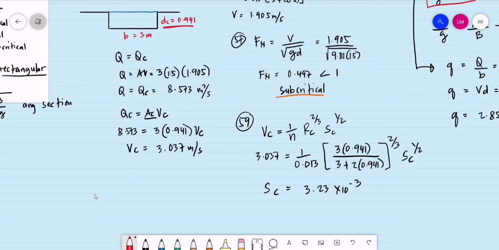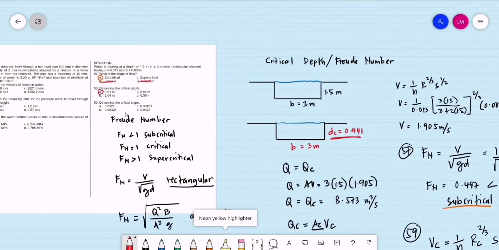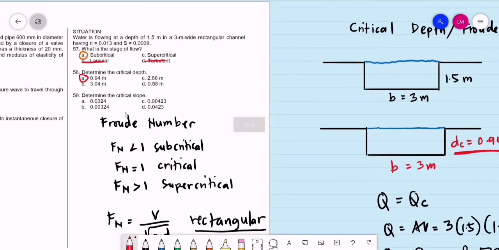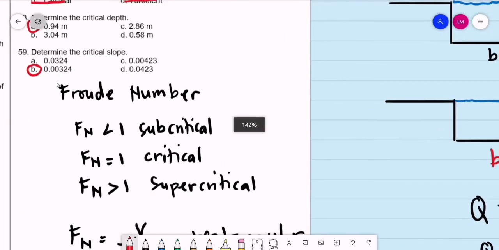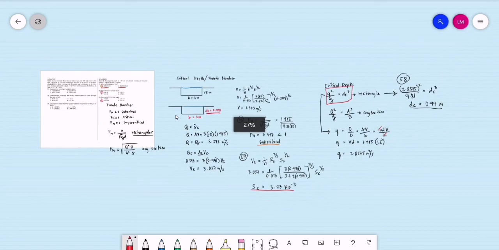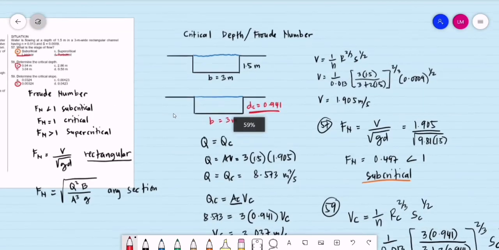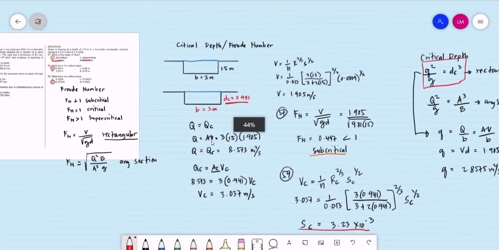Check natin if we have this value sa choices sa question number 59. 3.23. Okay, pinakamalapit na dito is 3.24. 0.00324. Yun na yung pinakamalapit na value since negative 3. Dalawang 0 yon before 3. So letter B tayo. So this will be our solution for problem 57 to 59.